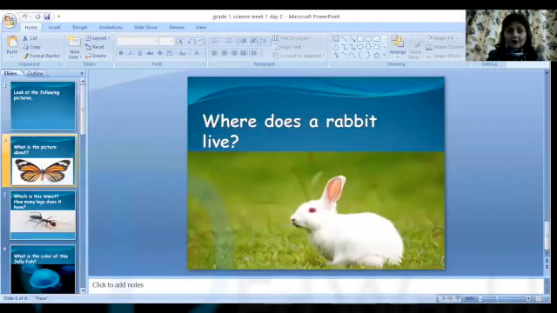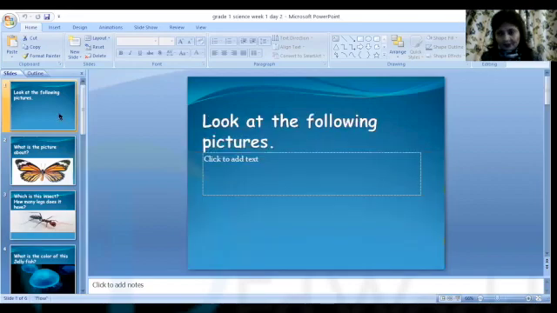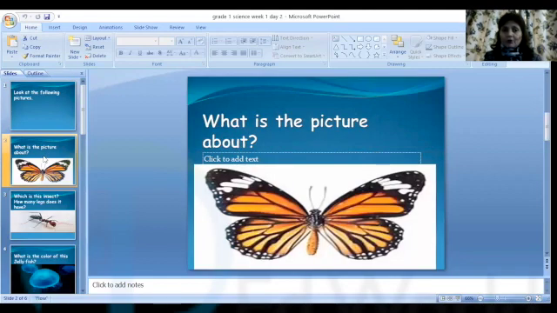Can you see now? Okay, not now. Let me check. Let me see first. Now you are going to look at the following pictures very carefully and answer the questions. Now, what is the picture about? Can you see the picture? What is the picture about?